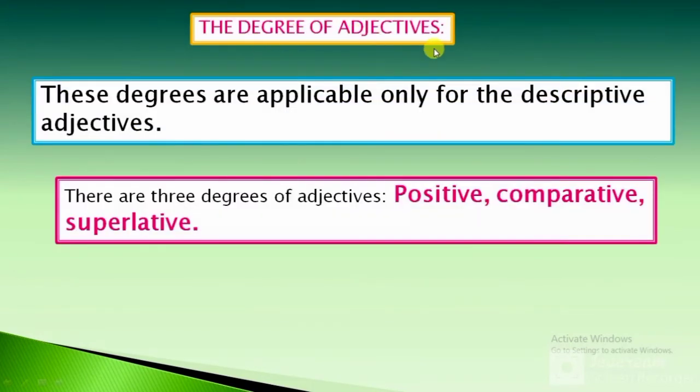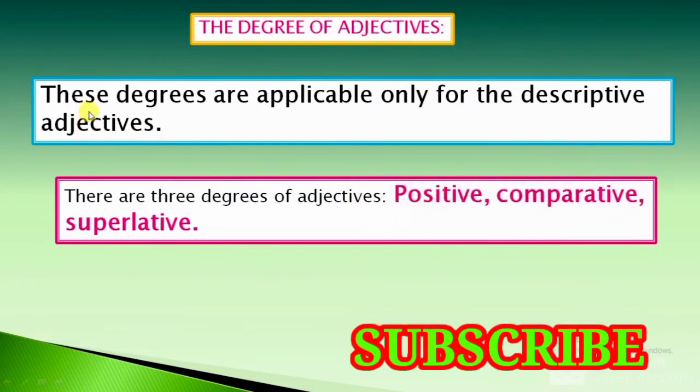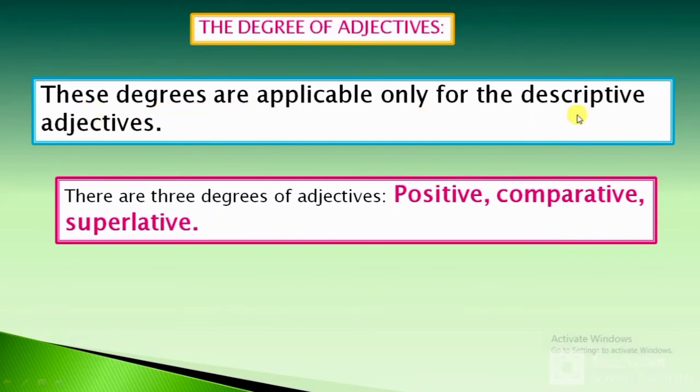The degrees of adjectives. These degrees are applicable only for descriptive adjectives. There are 3 degrees of adjectives: positive, comparative, superlative. In my next video, I will explain positive, comparative, and superlative adjectives.